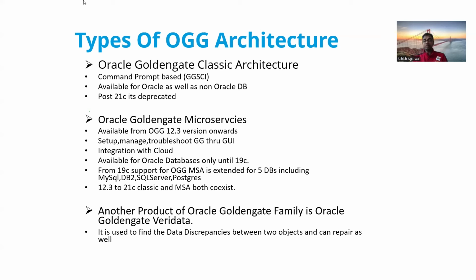It is used to find discrepancies between two objects, and it can repair those discrepancies as well. As the name suggests, Veridata verifies the data for you. Say, for example, on source you have 10,000 records in a table, and on target you have 9,000 records. Veridata can identify the discrepant records for you, and it can repair those discrepancies for you as well.